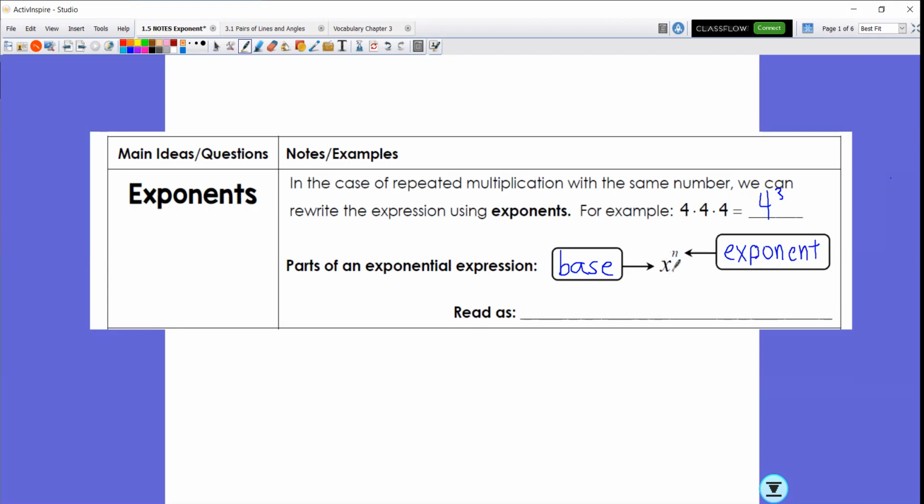All right, and if I was to read this, how I would put this to words, it would be x to the nth power. That's how we would say that. Like here in my example, this is 4 to the 3rd power.